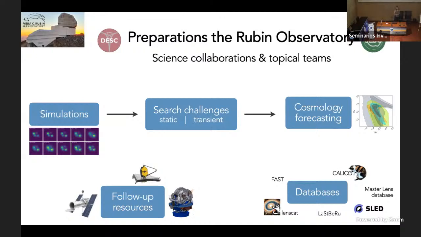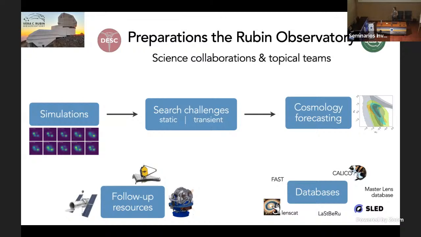population of lensed supernovae. We also use the simulations to make cosmology forecasts to see what we can expect from lensed supernovae. And this we also combine with other cosmological probes to see what the joint precision is that we can achieve with LSST. Then we coordinate follow-up resources, both internally, but we also apply for time at the Hubble Space Telescope and James Webb Space Telescope.